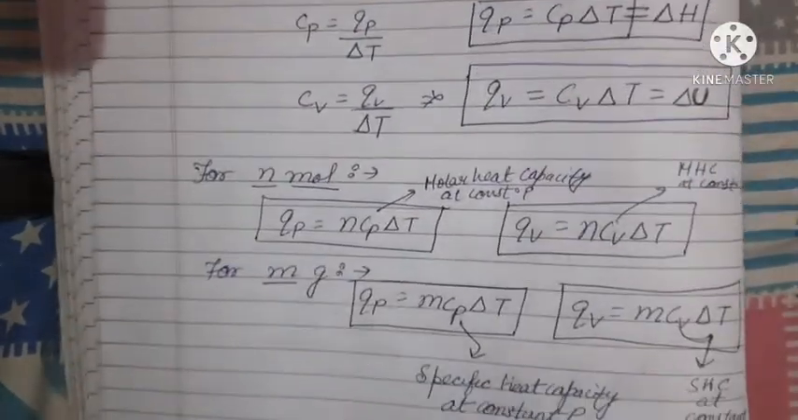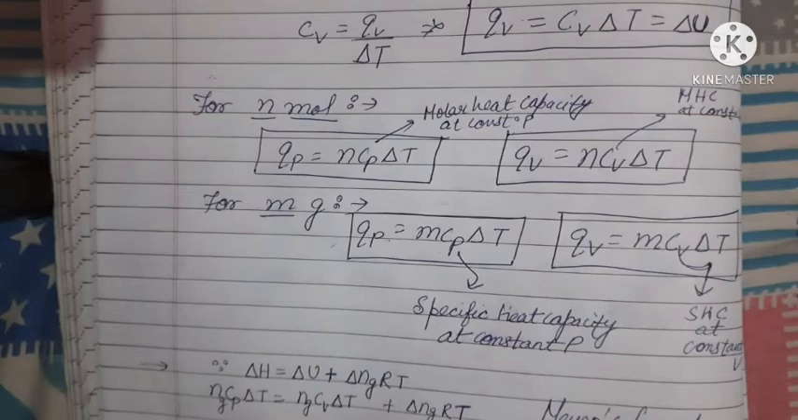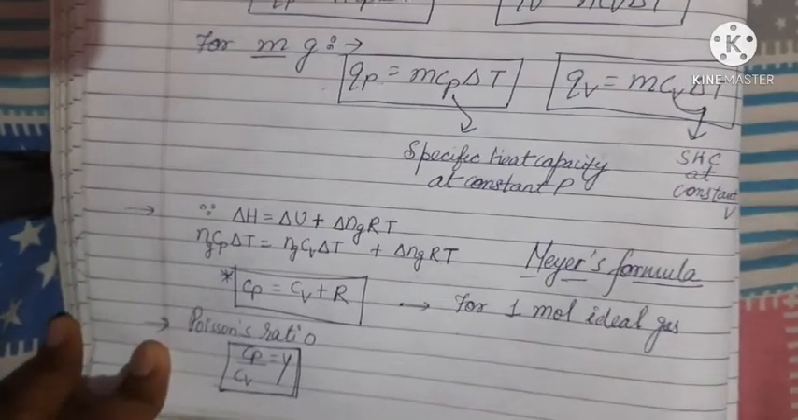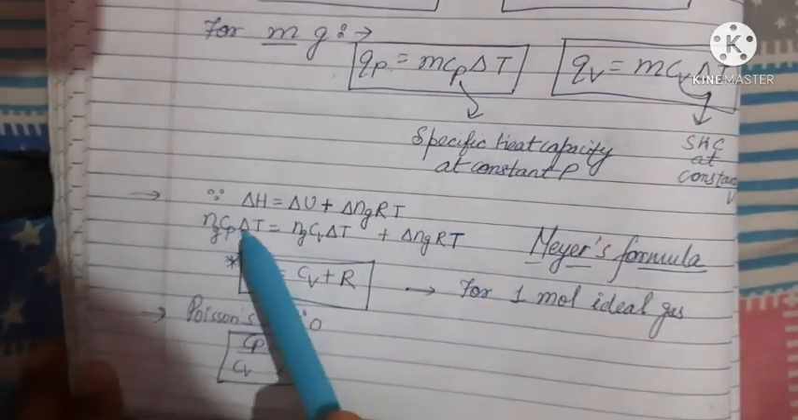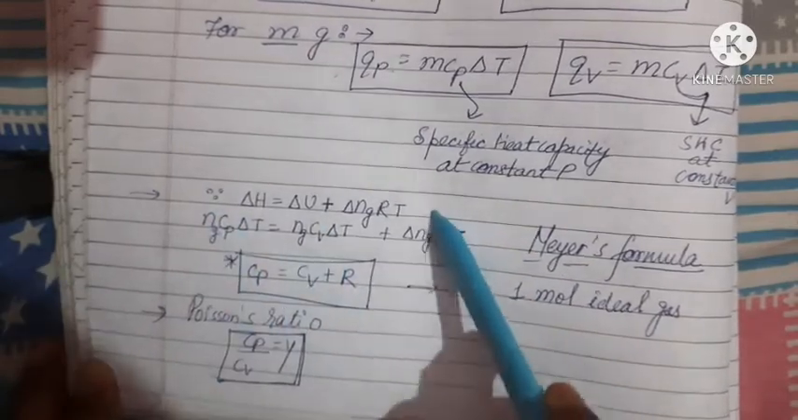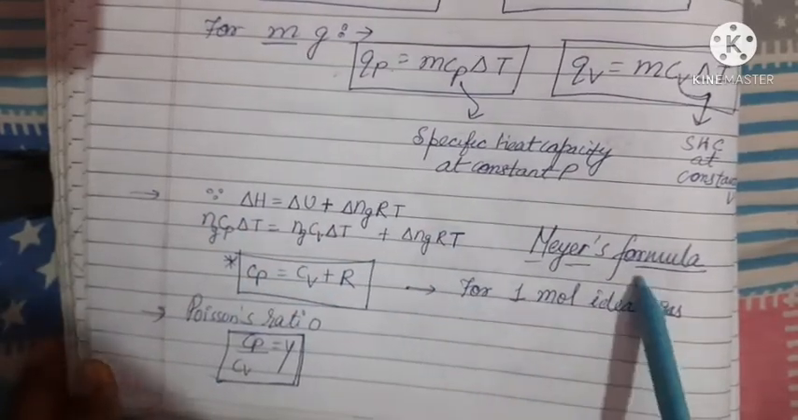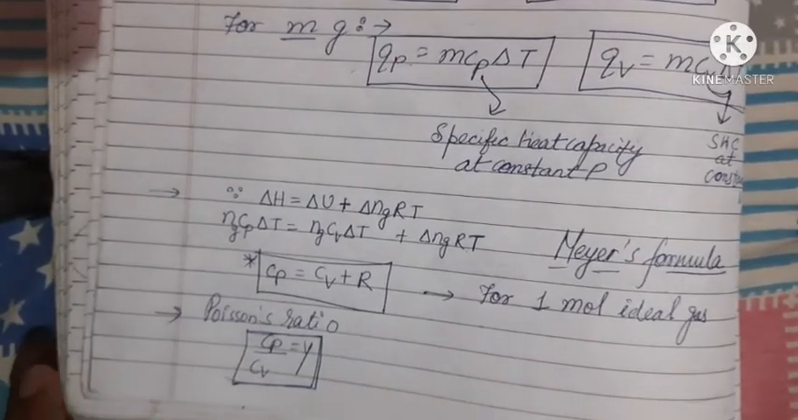For n moles, Qp equal to nCp delta T, Qv equal to nCv delta T. For m grams, Qp equal to mCp delta T, Qv equal to mCv delta T. Delta H equal to delta U plus delta ng RT. So delta H equal to nCp delta T and delta U equal to nCv delta T, plus delta ng RT. Since n, delta ng, R cancels, Cp equal to Cv plus R. This is Mayer's formula. And Poisson's ratio, gamma equal to Cp by Cv.